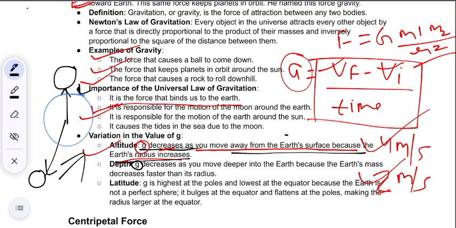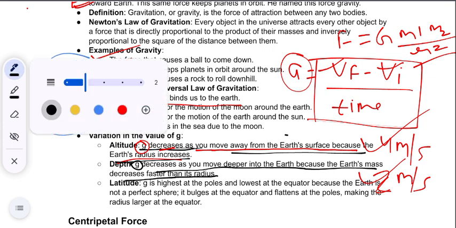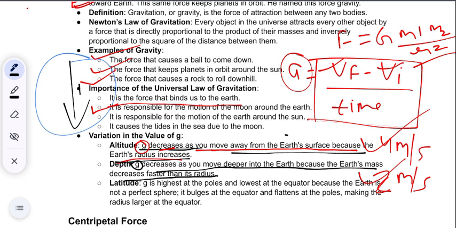Depth. The amount of acceleration due to gravity decreases as you move deeper into Earth because the Earth's mass decreases faster than its radius. Okay. Let's say this is the same Earth, and you move to its depth. उसकी depth में हम जाते हैं तो the amount of acceleration due to gravity decreases. Why? As you move deeper into Earth, because Earth की mass उसके रेडियस से जल्दी डिक्रीज होती है, तो जैसे हम नीचे चले जाओगे, amount of acceleration due to gravity decrease होगा.